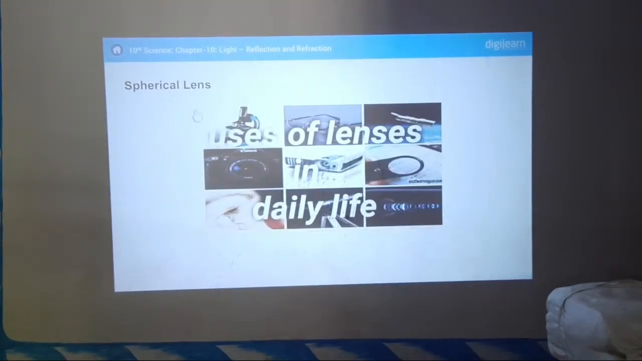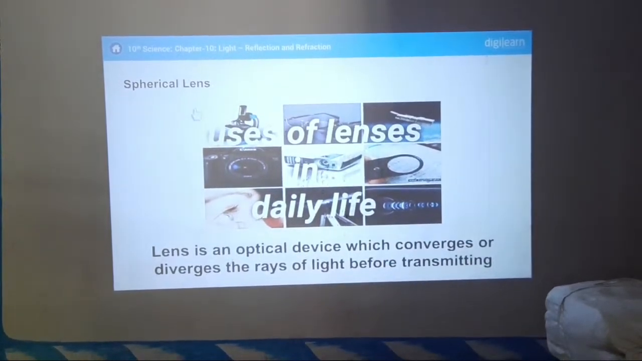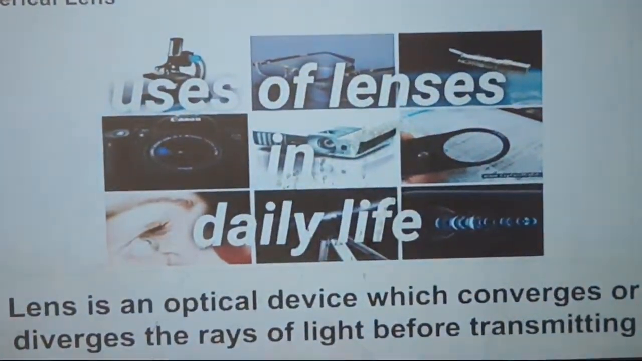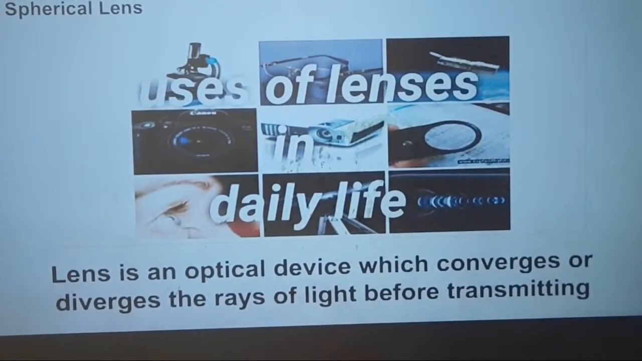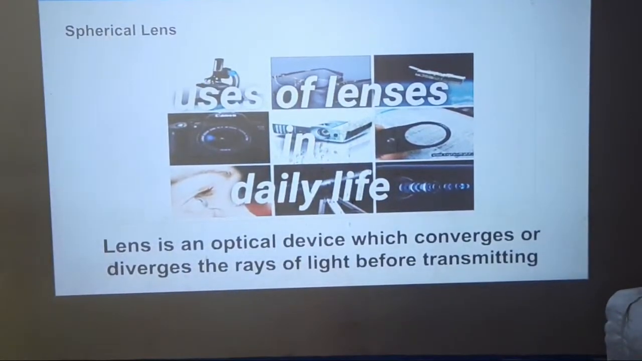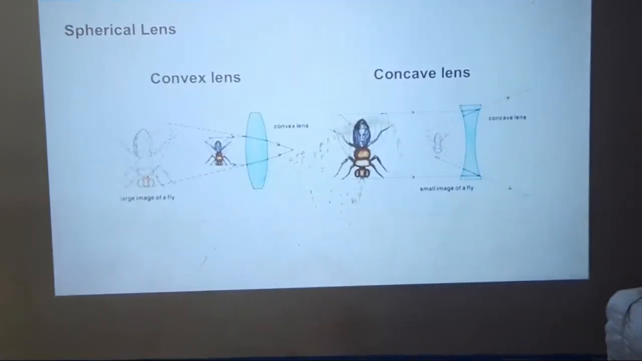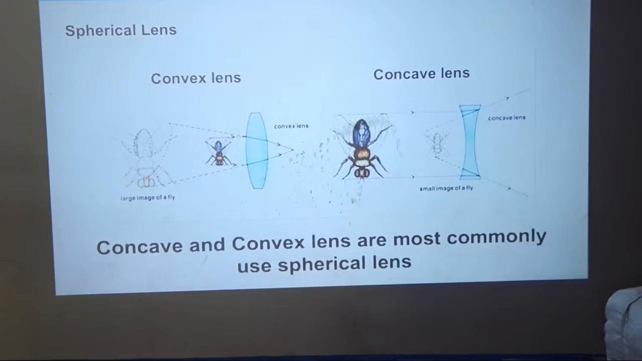Spherical lens. A lens is an optical device which converges or diverges the rays of light while transmitting them. A lens has a similar shape to lentils, and the genus of lentils is called Lens. Thus, a lens got its name from the shape and the name of the genus of lentils. A lens is made by combining at least one part of a sphere made of transparent material, generally glass. Most of the lenses are made by the combination of parts of a transparent sphere. Concave and convex lenses are the most commonly used spherical lenses.